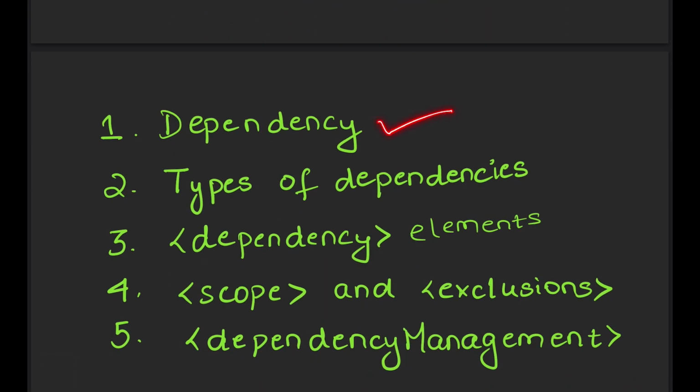What is a dependency? What are the types of dependencies in Maven? What are the different dependency elements? What is scope and exclusions element? What is the dependency management element?